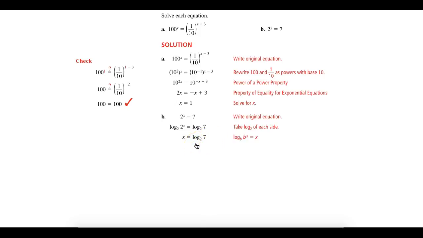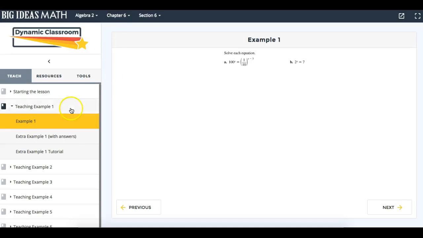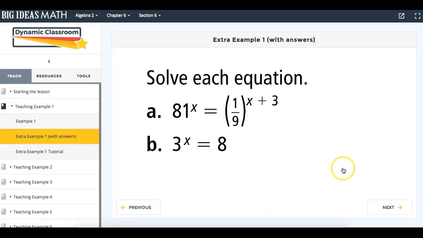So again, what we've done right here is we've taken the log of both sides because taking the log is going to allow us to bring our variable out of the exponent and isolate it. Now we can just use our calculator for log base 2 of 7, or you can use the change of base property and you end up with x is roughly equal to 2.807. You always want to round to 3 decimal places when you're giving an answer that has a long repeating decimal.